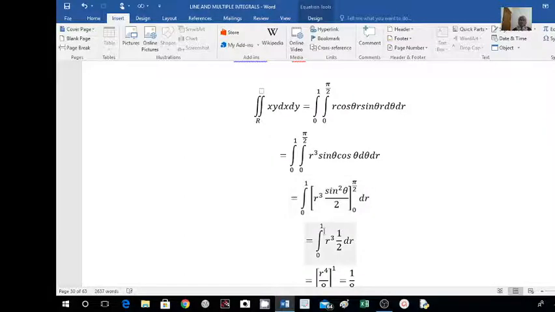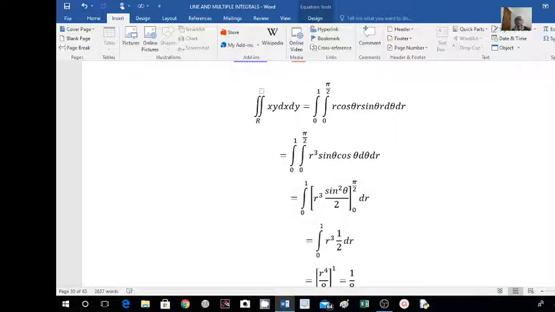So the next integration is 0 to 1, r cube as it is, 1 by 2 as it is. If I put the upper limit pi by 2, what is sin pi by 2? It is equal to 1. 1 square is 1, minus. If I put the lower limit theta equal to 0, we know that sin 0 equals 0. So this will be 1 minus 0, which is 1. So that is r cube divided by 2.